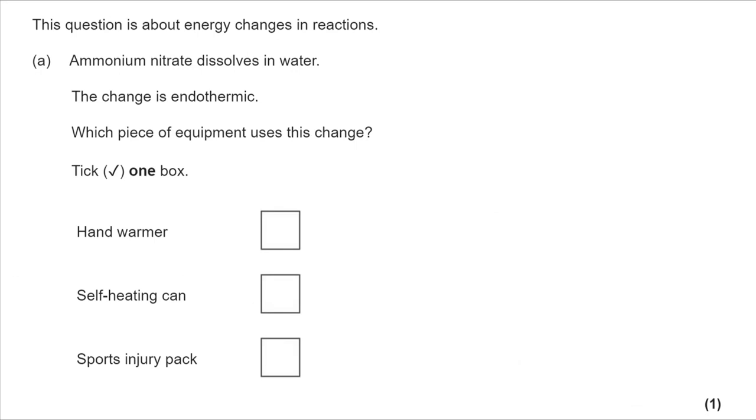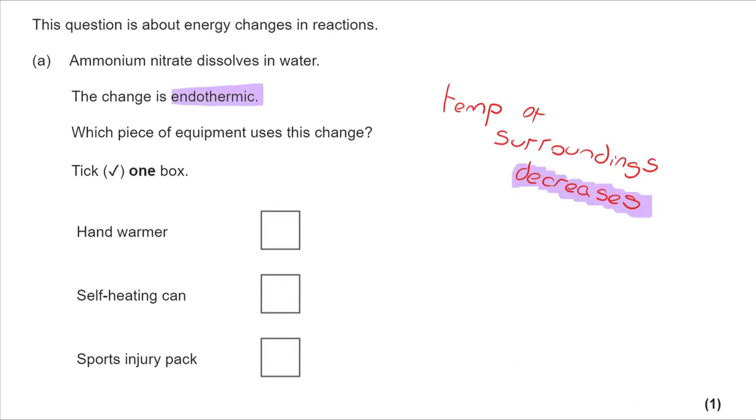So question A, it's about energy changes in reactions. Ammonium nitrate dissolves in water. The change is endothermic. Where could we use something that's endothermic? Well, we have to remember for this that an endothermic reaction will take heat energy from the surroundings, causing the temperature of the surroundings to decrease. Now, we don't want that from a hand warmer, we don't want that from a self-heating can, but we do want that in a sports injury, or more commonly known, ice pack. So the correct answer is a sports injury pack.